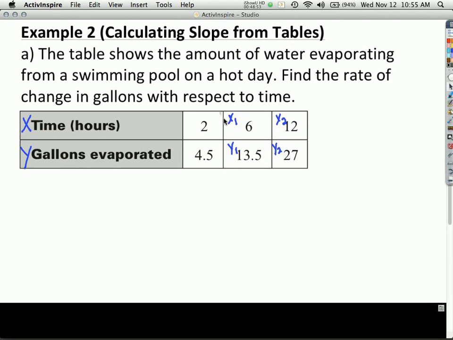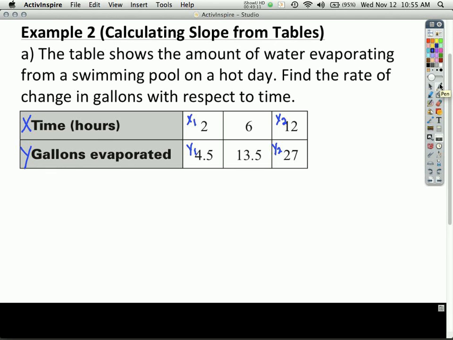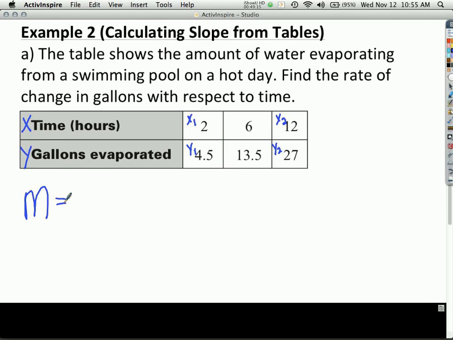I'm going to do this one. So now, here's the thing. You don't have to write the formula down first anymore. But you have to know the formula. So, it's m equals, and now you have to know that it's y2 minus y1 over x2 minus x1. If you don't know it, you better look before you write anything down.